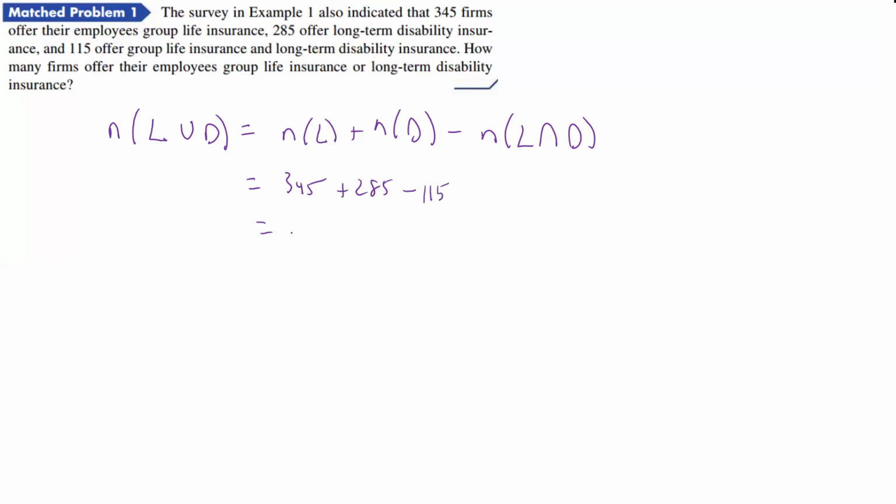And if we do that, that's going to give us 515, I think. Okay. So that's how many firms offer their employees group life insurance or long-term disability insurance. All right, let's stop there and we'll come back with some more.